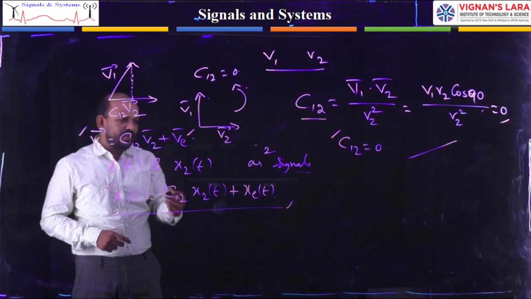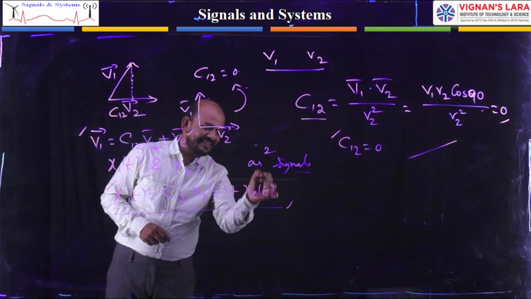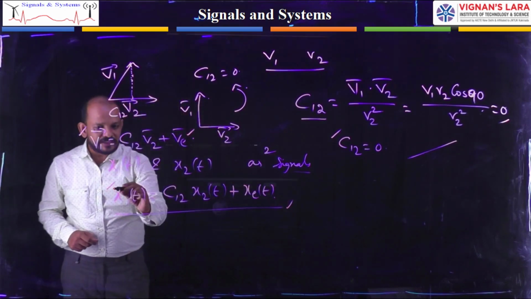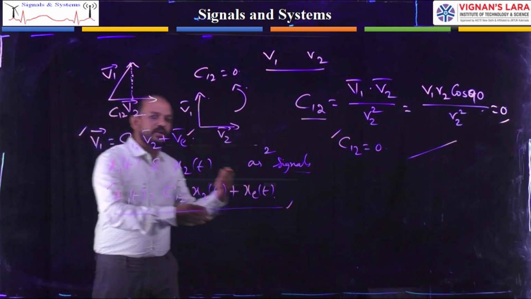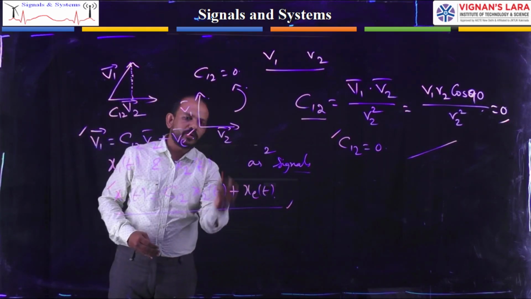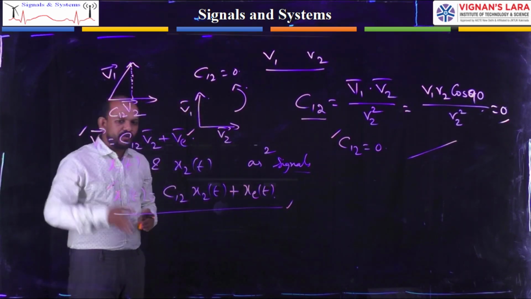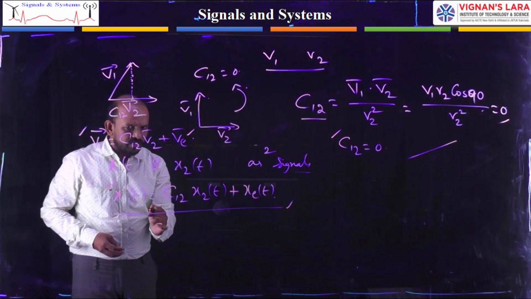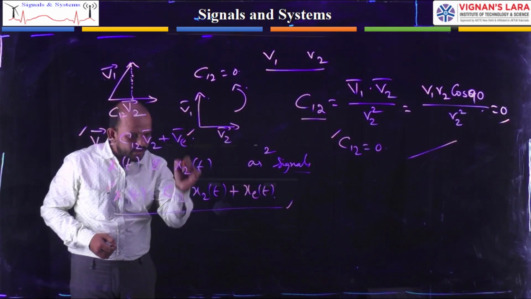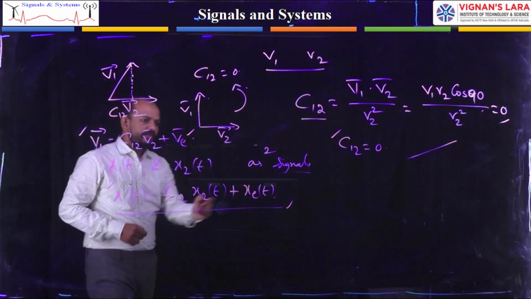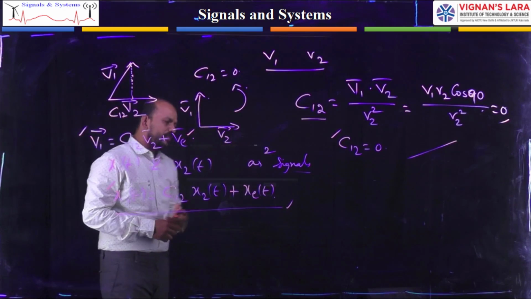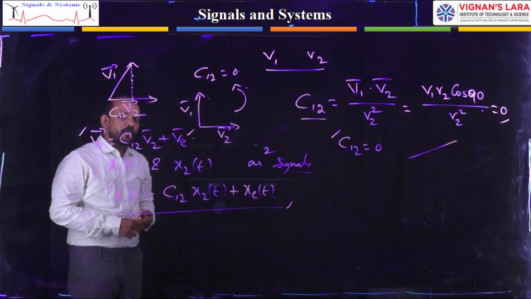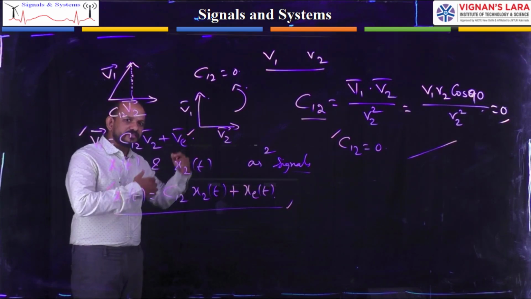In the same way, here also we have to make this xe of t as small as possible. Then only x1 of t is almost equal to c12 into x2 of t. That is, I am representing one signal in terms of another signal. If x1 of t were exactly equal to c12 into x2 of t, the value of xe of t should be 0. But practically it is not 0. It has a small value. So we have to make that value as small as possible.